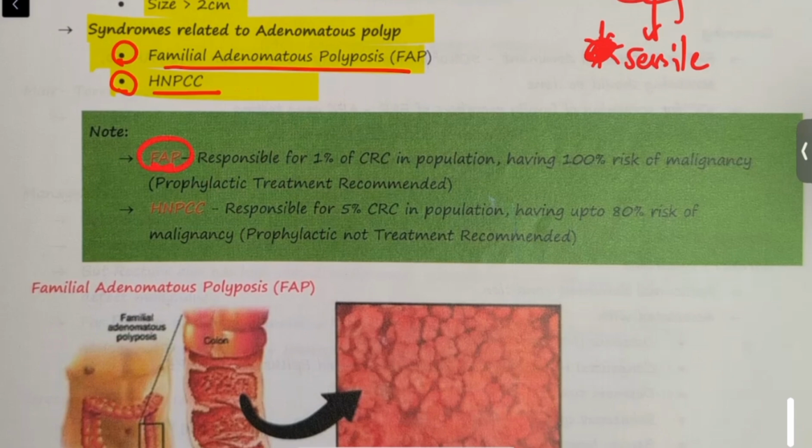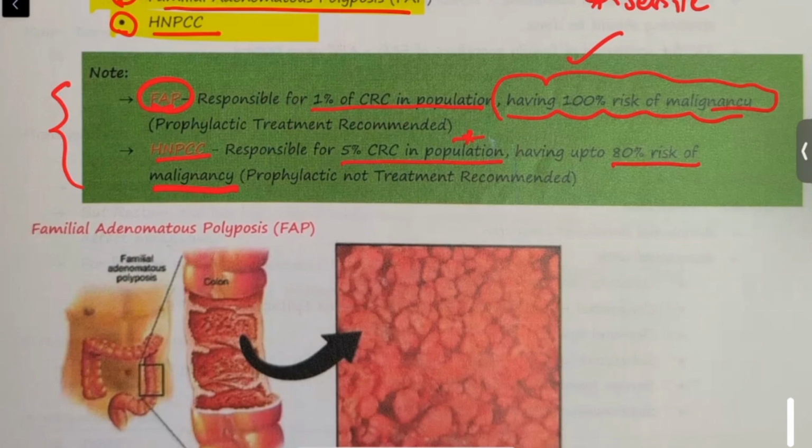FAP, or familial adenomatous polyposis. This is responsible for 1% of colorectal cancer in population, and it is very important because there is 100% risk of malignancy. If a person develops this FAP, then for sure he'll go for colorectal cancer. Okay, HNPCC, hereditary non-polyposis. This is responsible for 5% of colorectal cancer in population, but it has up to 80% risk of malignancy. So basically, if the person is having colorectal cancer, it is because of one of these two conditions. Hence these two conditions we have to study to know about colorectal cancer.